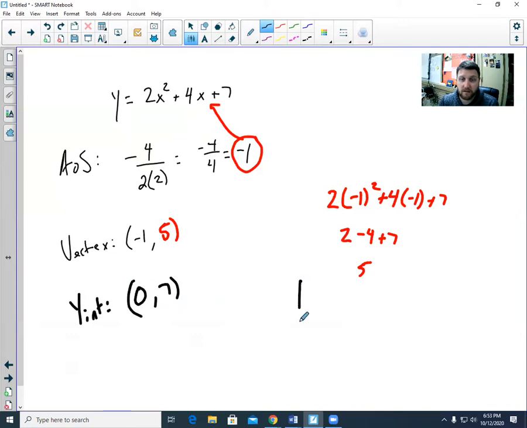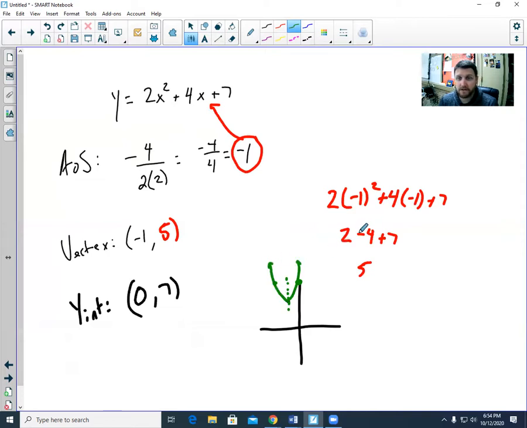So here's my points. If I were to put this on a graph, I know that my vertex is at negative 1, 5, somewhere up here. I know that I have a new point, which is going to be the y-intercept, which is at 0, 7. And then if this is my axis of symmetry, I'm just going to reflect it over that to here, and I've got my graph.